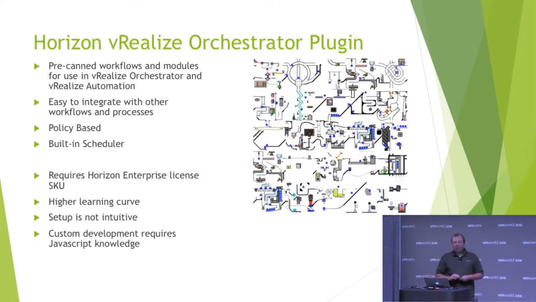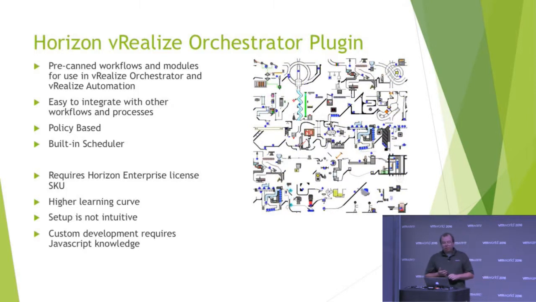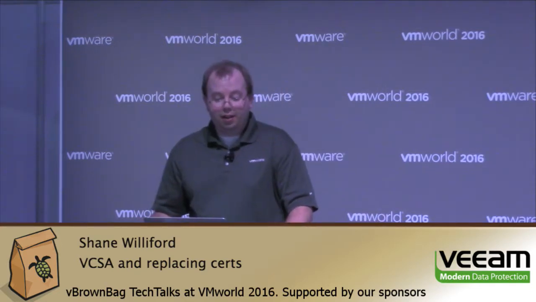The drawbacks to this, though, are that it requires the Horizon Enterprise license. Right? The Orchestrator plugin is only available to people who buy the highest tier of Horizon. It also has a little bit of a higher learning curve for end-user computing specialists.